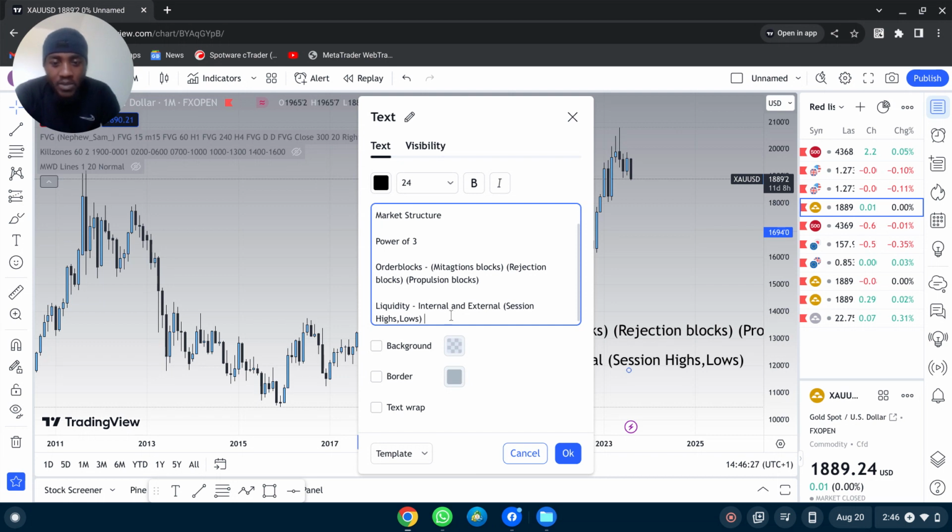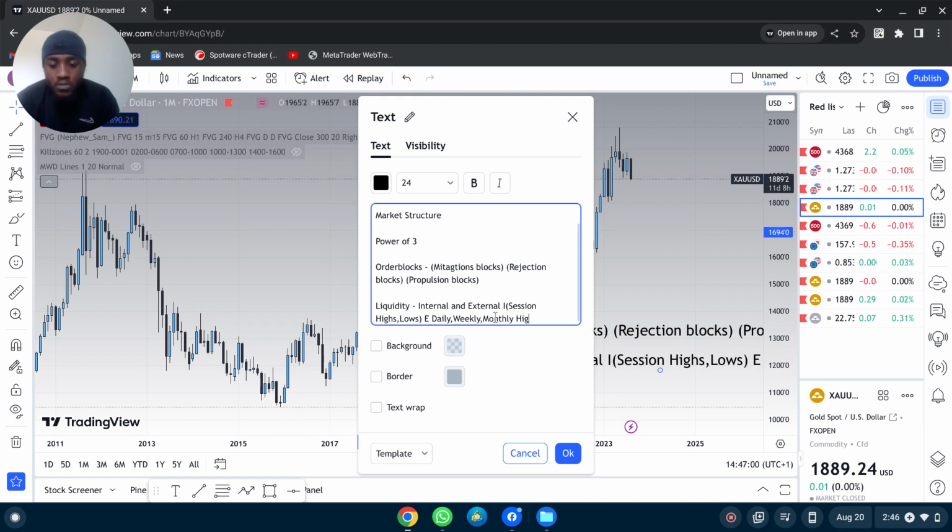We'll get into that, but just so we understand the difference, external liquidity is going to be things like your daily highs and lows, your weekly highs and lows, your monthly highs and lows.